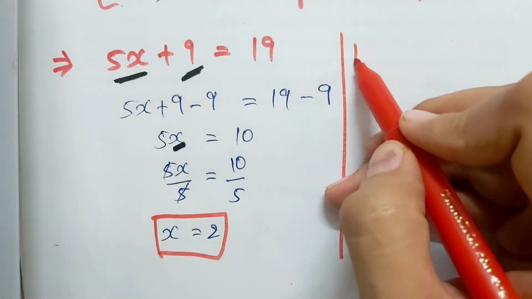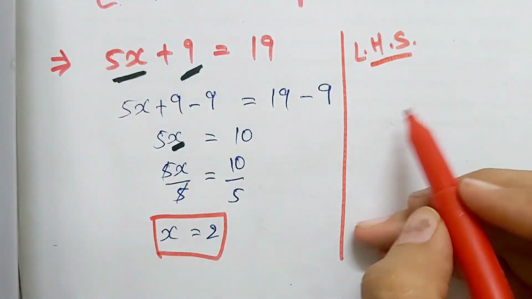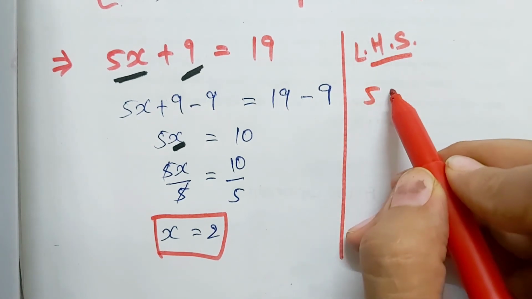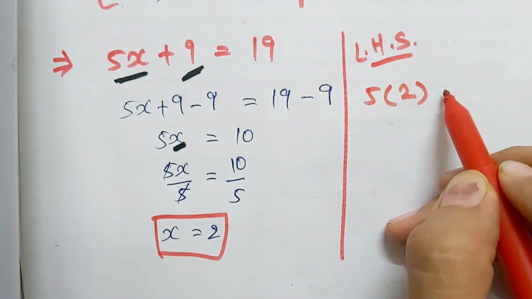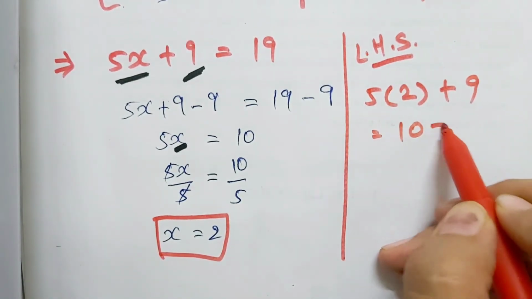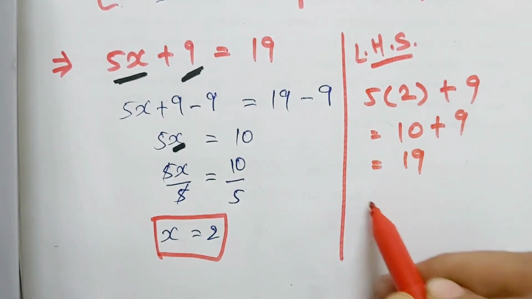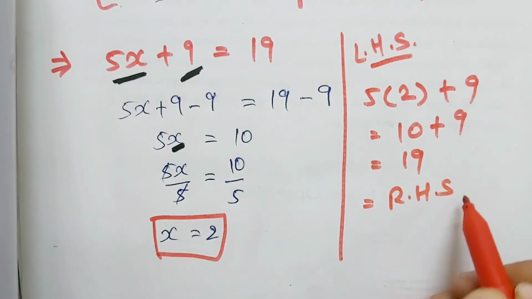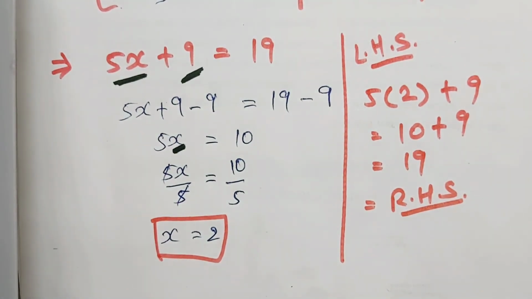Let's also try to check this one. So let's put the values into the left hand side. Plug in the value of x into 5 multiplied by 2 plus 9. 5 multiplied by 2 is 10, plus 9 is equal to 19, which is my right hand side. So this is how you make x the subject. You isolate it and you find out the value.